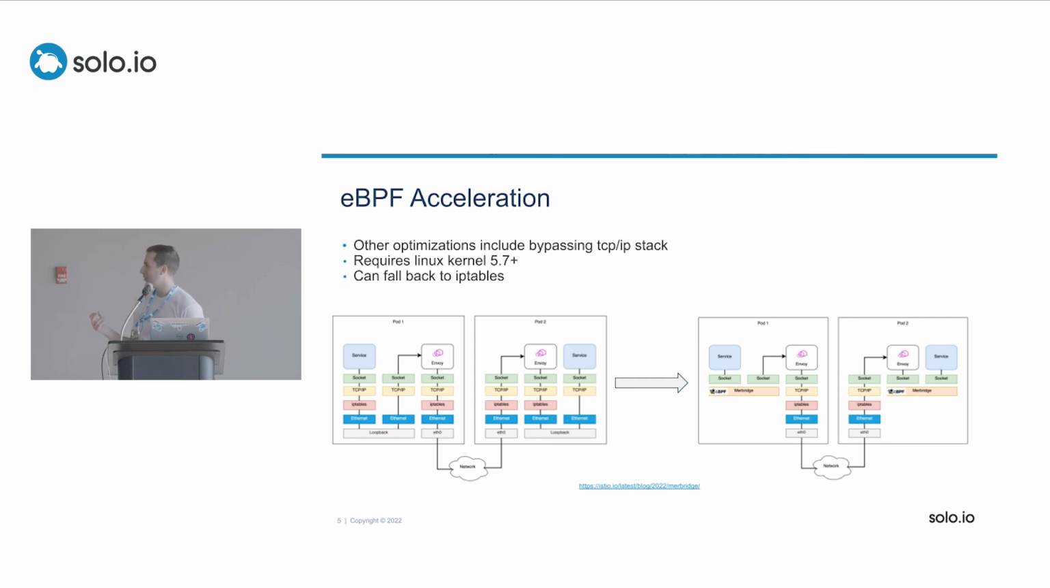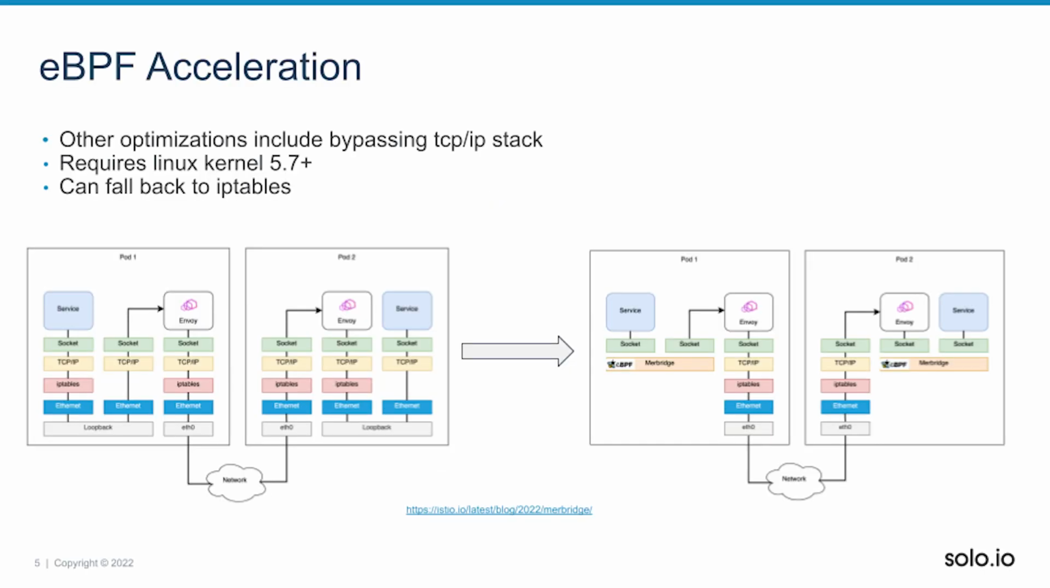Okay, going quickly. eBPF acceleration. I mentioned this already briefly, but it's another optimization, recent in the service mesh space to optimize connections. The idea is to bypass the TCP-IP stack, which I think is best demonstrated by this diagram here, which I hope is big enough. But on the left, you see the current sidecar or even non-sidecar model.